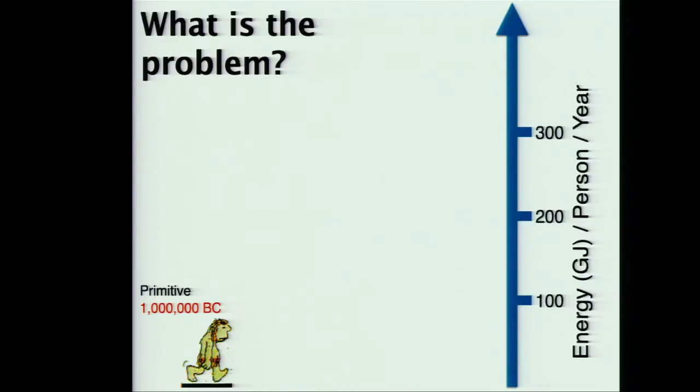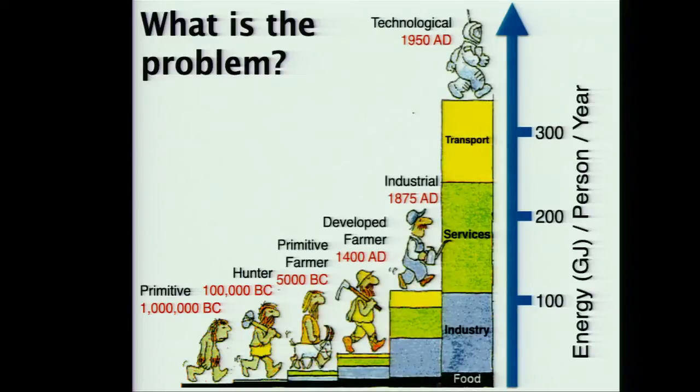So I'm plotting here the energy per person per year in gigajoules. Most of it was just getting food. And then a little bit later, we started using tools. So we used a little bit more energy, right? And then after that, well, we started doing farming. We started using animals. And then we had advanced agriculture. And then, of course, the Industrial Revolution.